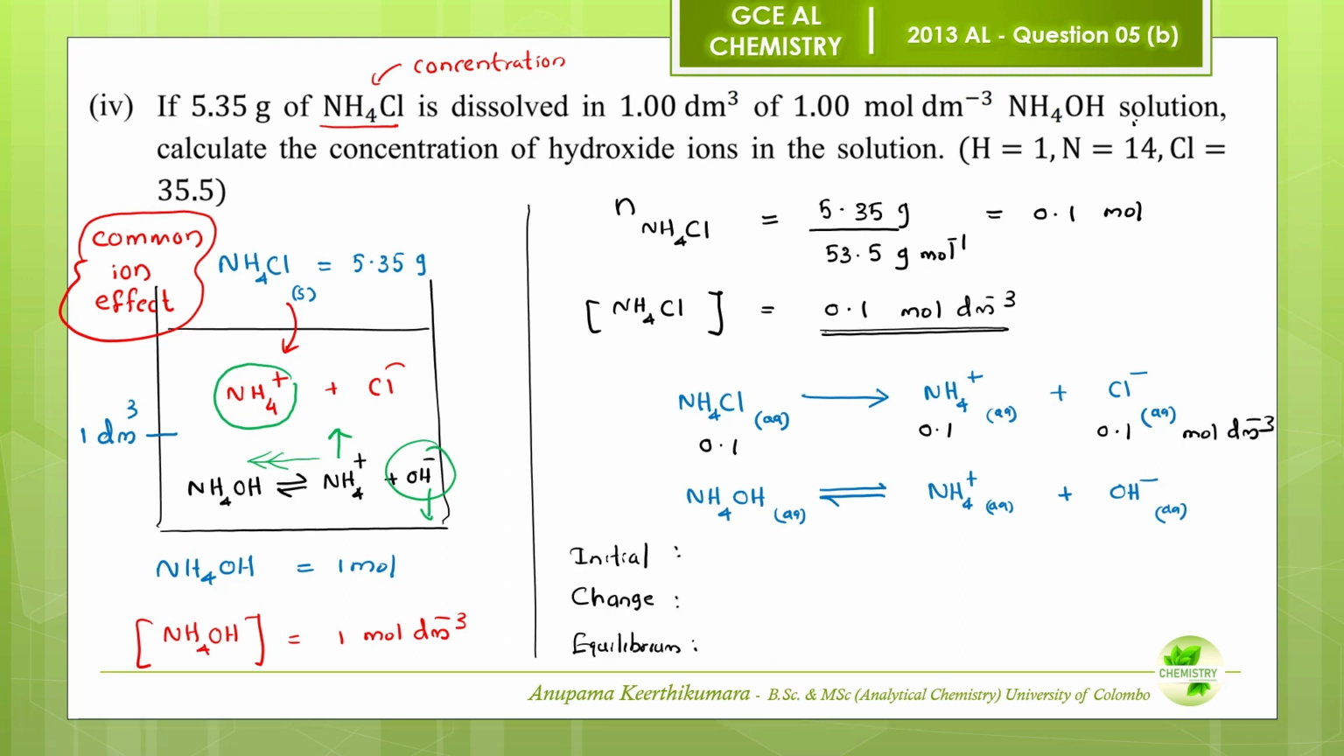Initial concentration of ammonium hydroxide is 1 mole per cubic decimeter. If the dissociation of ammonium hydroxide is X, the produced concentration of ammonium ions as well as OH minus ions is also X moles per cubic decimeter. Therefore, at equilibrium, the concentration of ammonium hydroxide is 1 minus X, and the ammonium as well as OH minus ion concentration is X moles per cubic decimeter. 1 is very much greater than X. Therefore, 1 minus X is almost the same as 1.